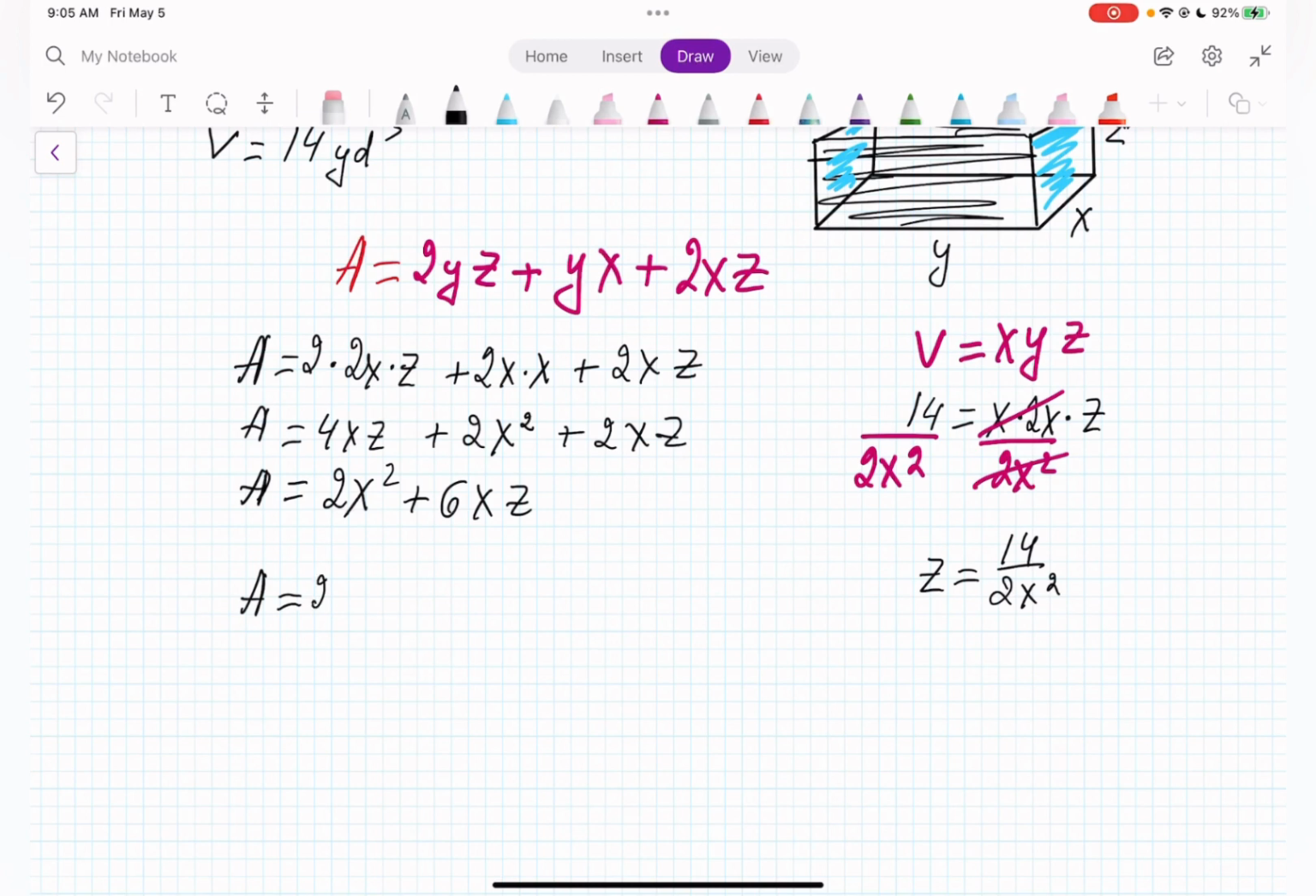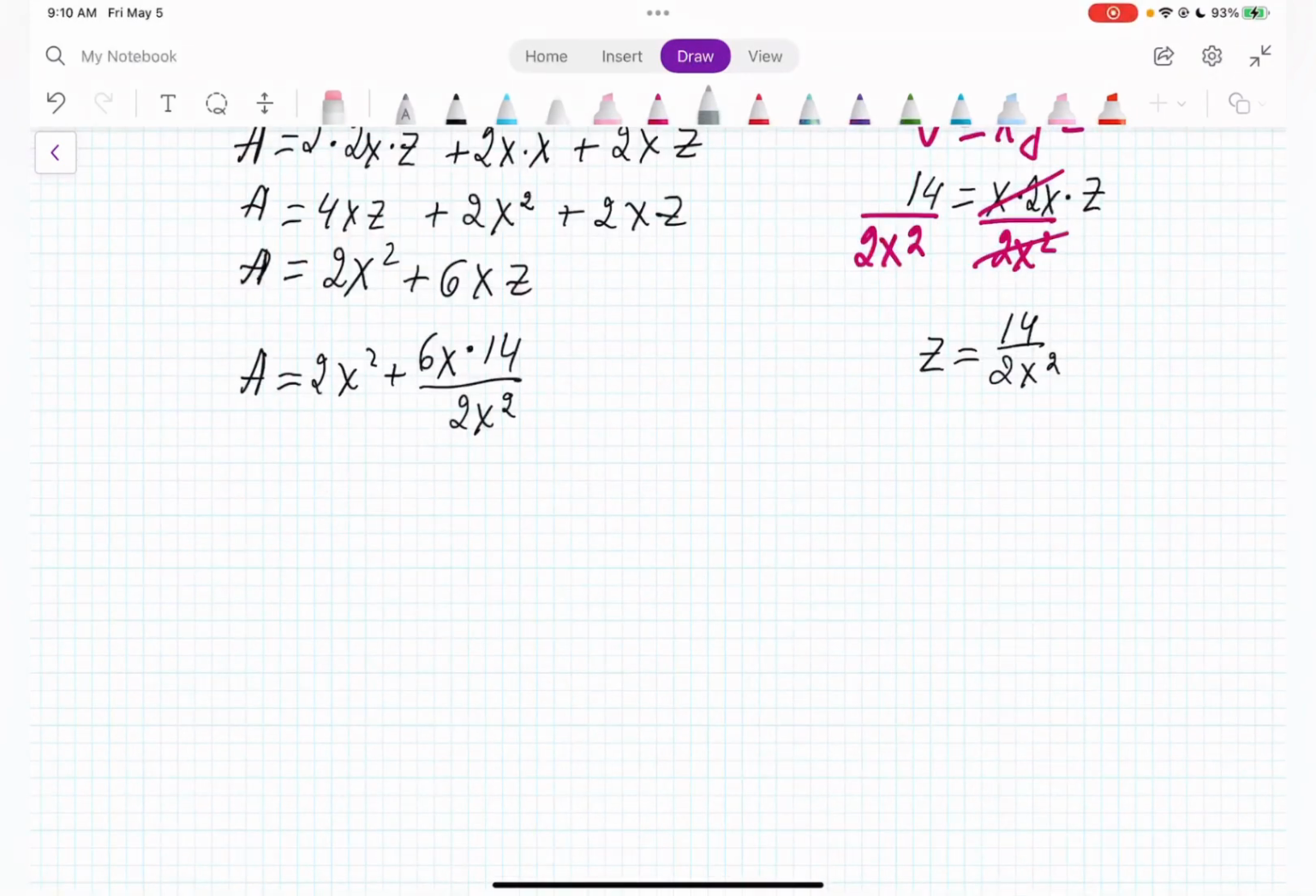A is equal to (x squared plus 6x) times 14 over 2x squared. Let's do simplifications, and then 6 and 2 also: 1, this is 3. And we are getting 2x squared plus 3 times 14, 42 over x.